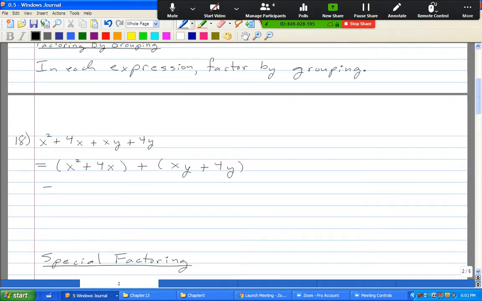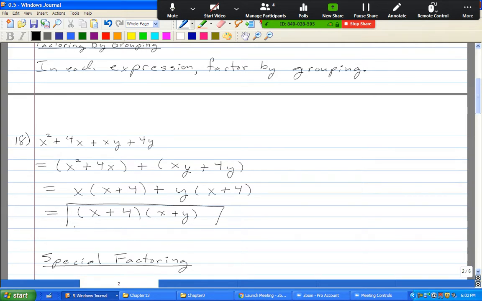Okay, so let's first see, there's an x in common in the first term, and what remains is just x plus 4. In the second grouping, there's a y in common. Factor out the y. And so what's in common in these two terms is x plus 4. What remains after I factored out the x plus 4 is just x plus y. And so that is my answer.